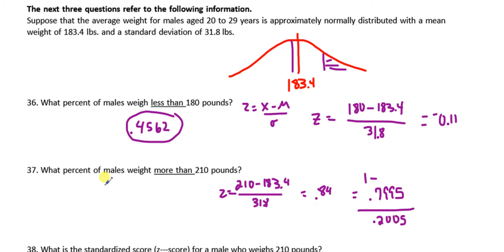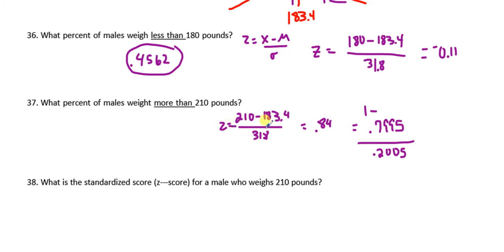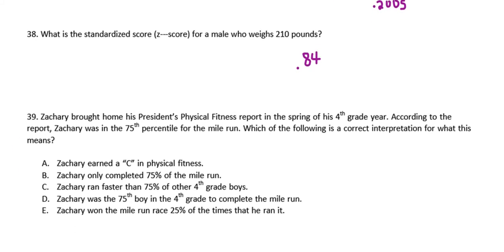And the next question is, what's the Z-score for a man who weighs 210 pounds? The Z-score, we figured out, Z equals 0.84. They should ask that question first, but they asked the Z-score after. All right, 39.